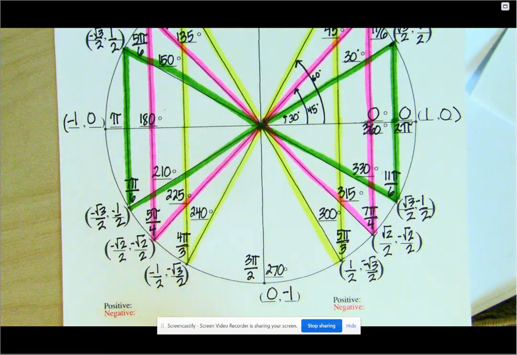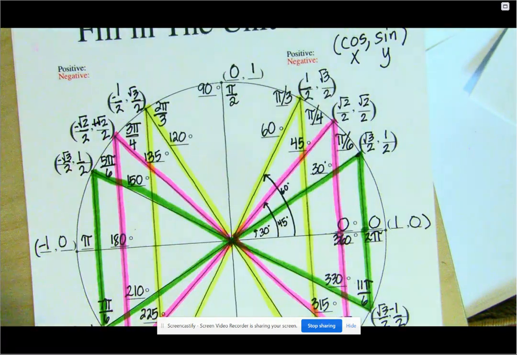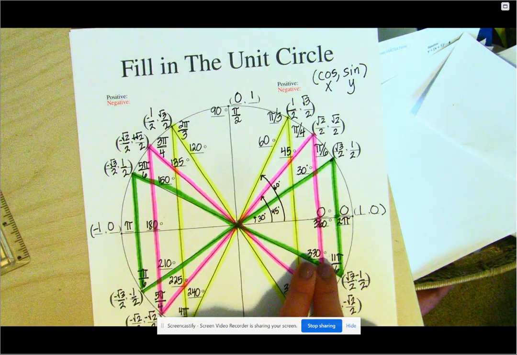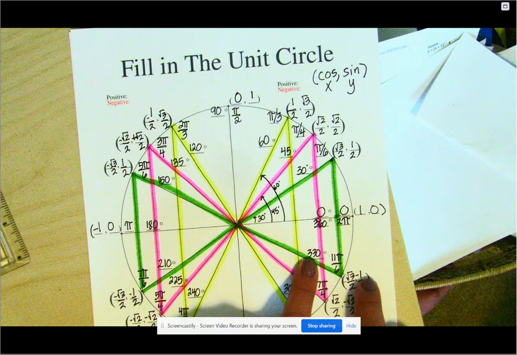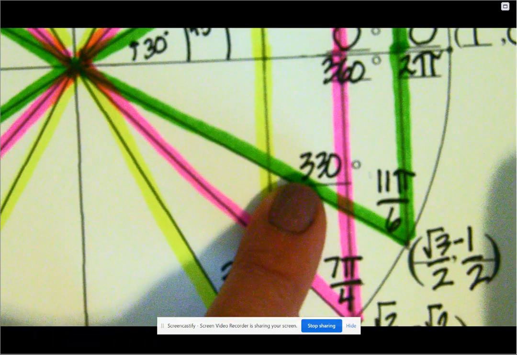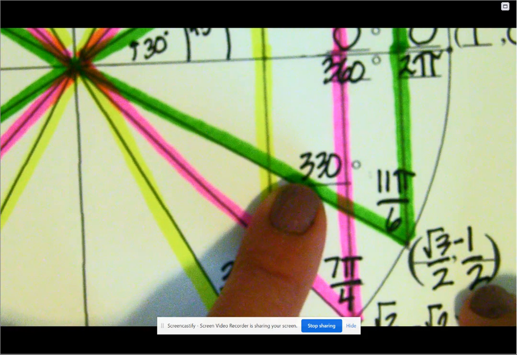Okay. Now, let's remind ourselves, what's so great about this? This allows us to determine and evaluate the cosine and sine of any of these angles or radians. The cosine ends up being the x-coordinate, and the sine is the y-coordinate. So if somebody said, what is the sine of 330? You would go to 330, boom, here's the coordinate. The sine is the y coordinate. The sine of 330 is negative 1/2.